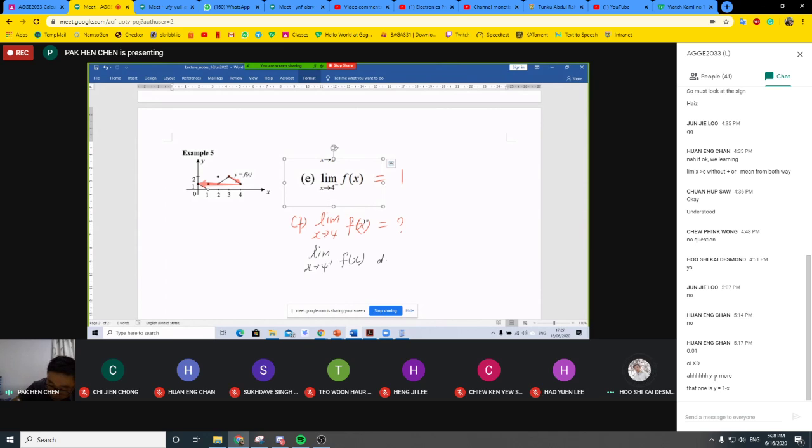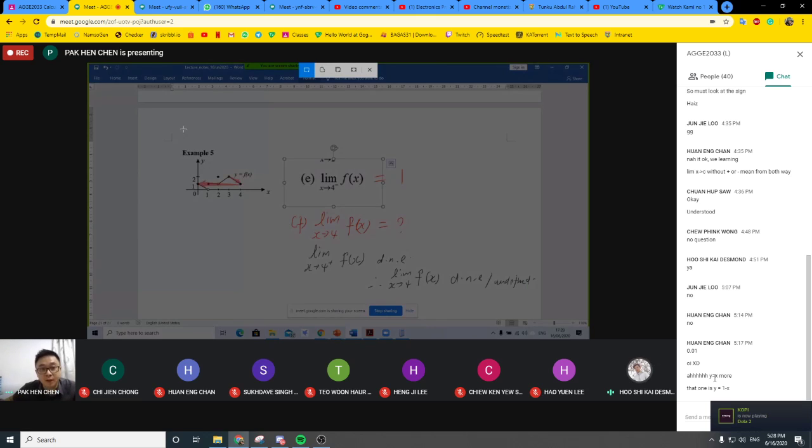Understand? We can write in this way: because I don't have the right side limit, it does not exist, and therefore as x approaches 4, the limit also does not exist. You can write undefined or does not exist, I will accept either. Okay, thanks for the discussion.